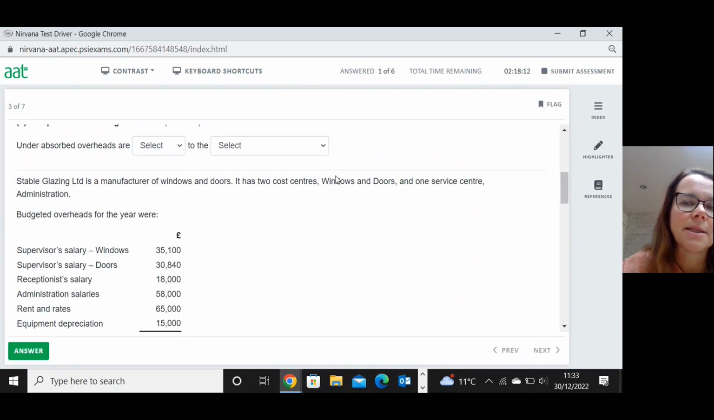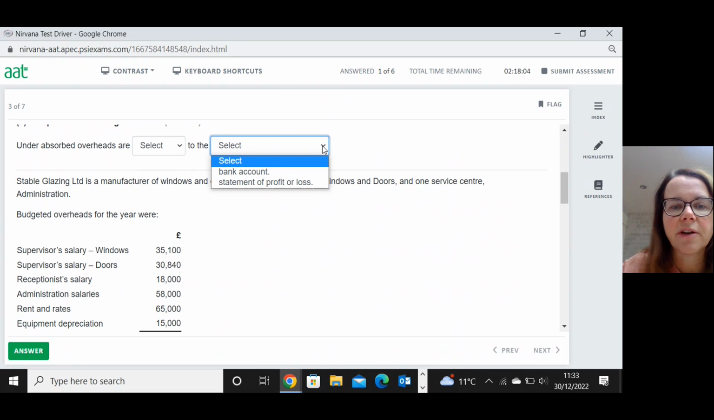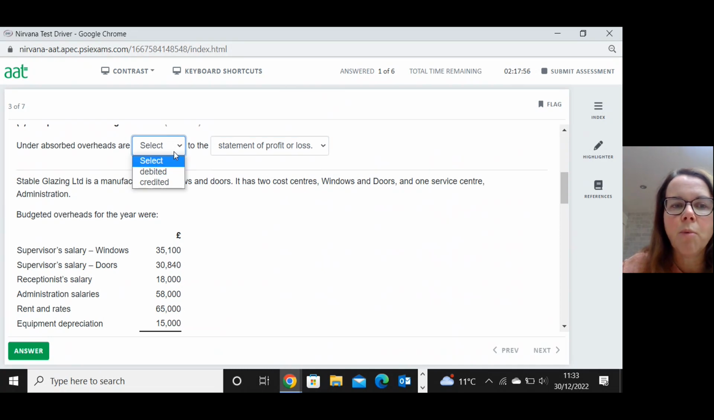Complete the following statement. Under-absorbed overheads are debited or credited. I'm guessing this is going to be to the profit or loss. Yeah. So under-absorbed overheads, if we haven't got enough expense in our system, we need more expense, so therefore we would be debiting.